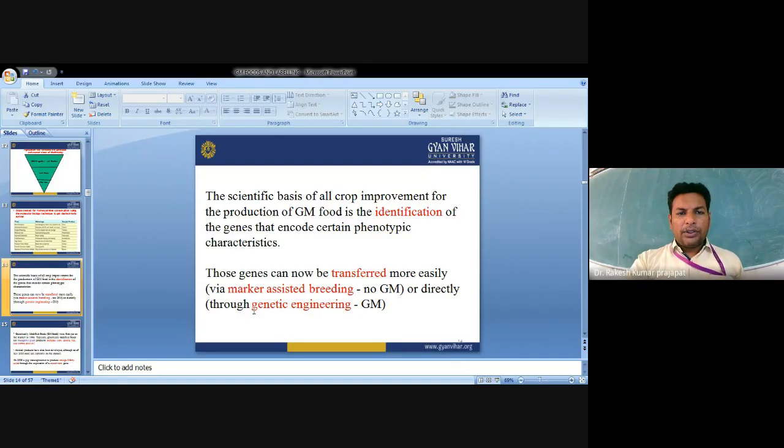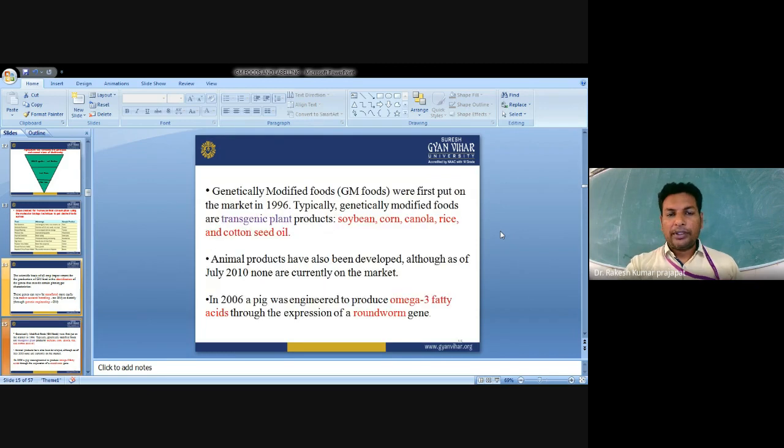Okay, so we were discussing the scientific basis of crop improvement. The basis for the production of GM food is the identification of the genes that encode certain phenotypic characteristics. We have to identify such genes that encode unique proteins that help in phenotypic characterization. Those genes can now be transferred more easily into the plant genome, either through marker-assisted breeding, which is called a non-GM crop, because if we are developing new plant varieties using a breeding approach, that is not a GM crop, or directly through genetic engineering. A crop developed through genetic engineering is known as a genetically modified crop.